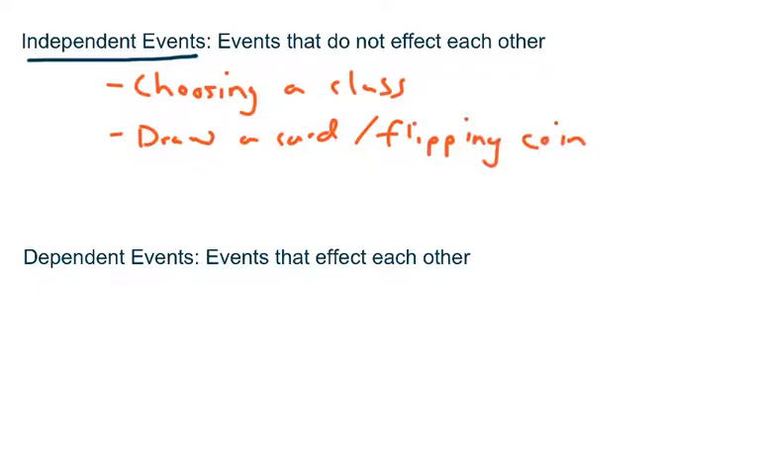Those are events that do not affect each other. No matter what I draw on my card, it's not going to affect what coin or whether I flip a heads or a tails. That's what I mean by that. The one does not affect the other. If two events are not independent, that means they are dependent. Dependent events are simply events that affect each other.